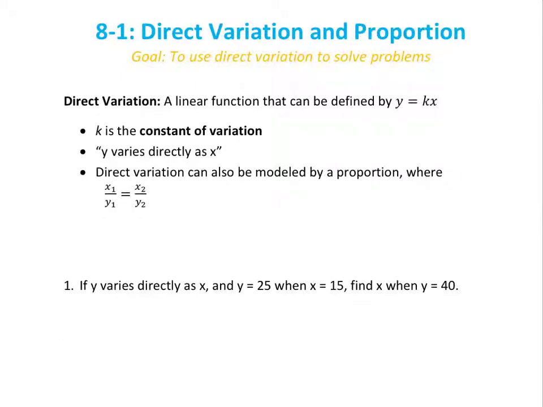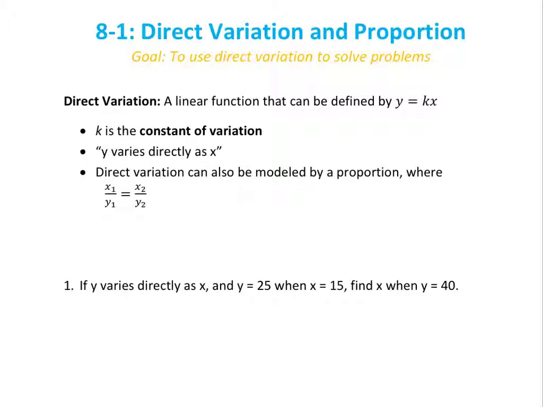Okay, 8-1. This is direct variation. We did this in class, but if you missed it, this is going to be a perfect catch-up for you. So, direct variation, you definitely want to write this down. It's a linear function. It can be defined as y equals kx, where k is a constant of variation. Remember that k is a constant of variation because they're always going to use that for any type of variation. It's basically the constant.